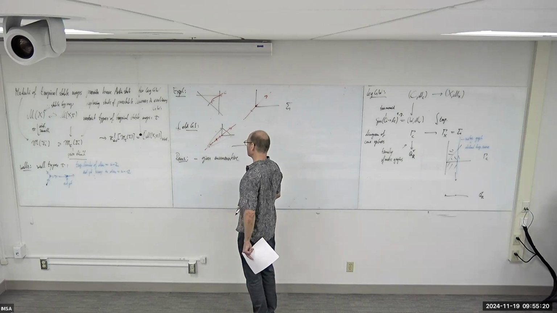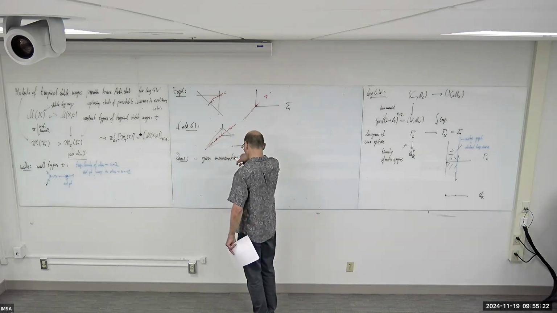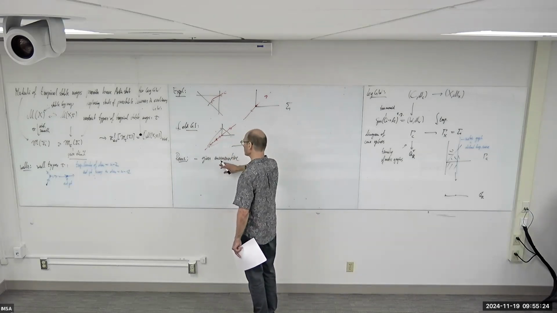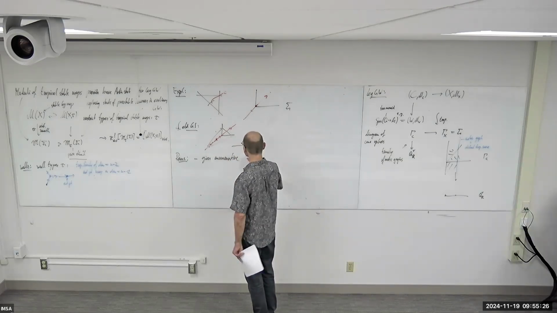So let me carry these points home here. So this gives an enumerative interpretation of the walls.